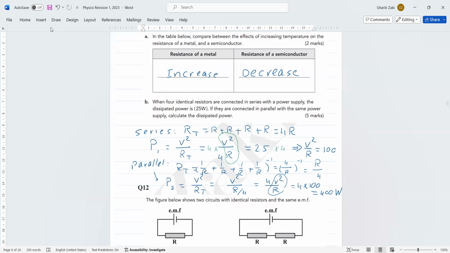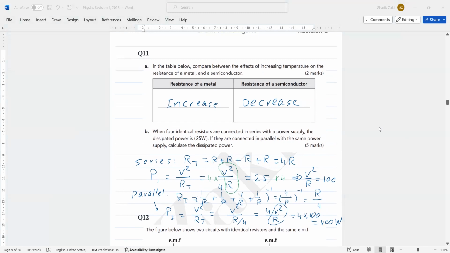Yes, question. Teacher, what are some semiconductors? What do you mean by that, Tariq? Example? I don't understand the question. In case of semiconductor, I said the resistance of a semiconductor decreases as temperature increases. Why? Because the conductivity increases in case of semiconductor.